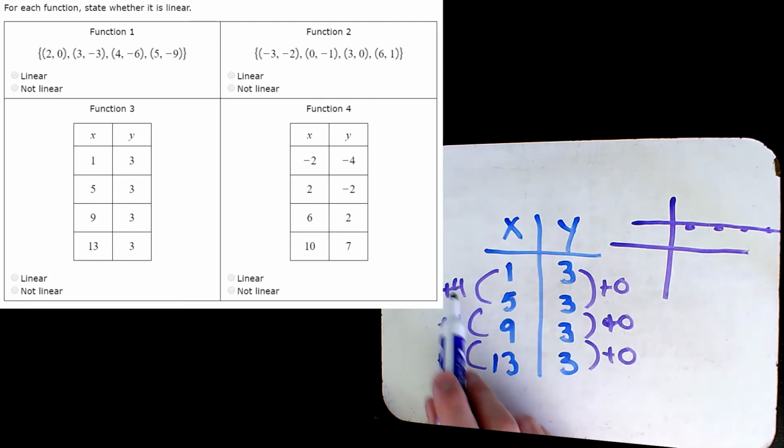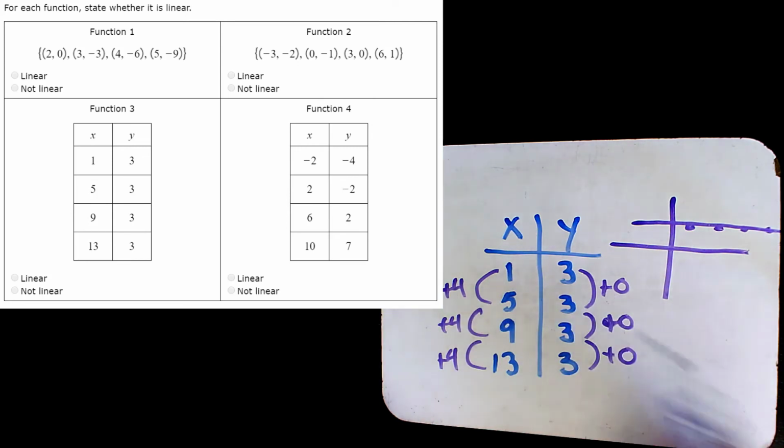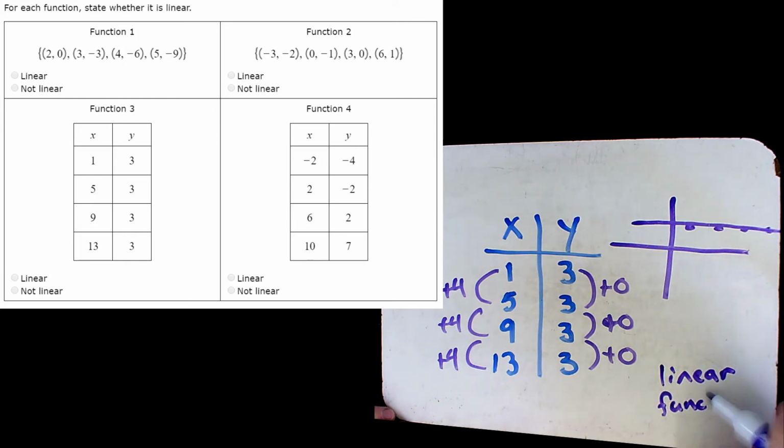And so I've got every time we increase by 4, the other side increases by 0. So this would be a linear function, even though it's kind of an odd one because it makes a horizontal line instead of a slanted line that has a slope.